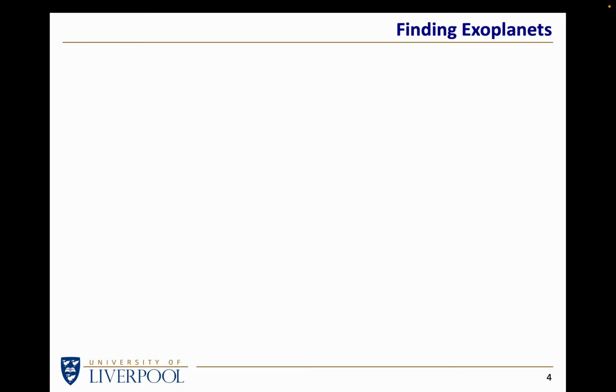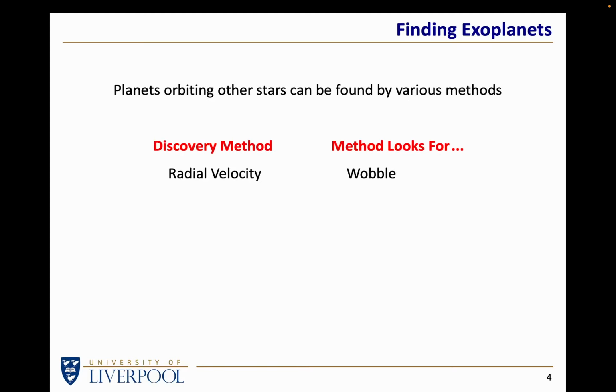So how do we go about finding planets around other stars? Well, there are 5 methods. The first is described as radial velocity. That's looking for the wobble in a star produced by a planet orbiting the star. The second is transits, where a planet might move in front of a star and hence cast a shadow, effectively reducing the amount of light from the star.